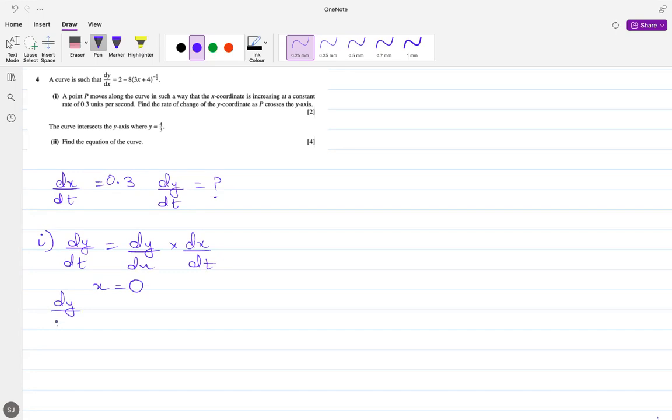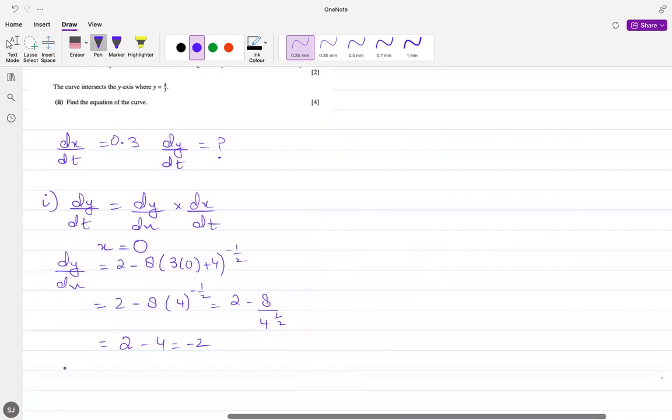So dy/dx will be equal to 2 minus 8 times (3 into 0 plus 4) to the power negative half. So this will become 2 minus 8 times 4 to the power minus half. So writing it as 2 minus 8 upon 4 to the power half. Square root of 4 is 2. So 8 upon 2 will be 4. So dy/dx will be 2 minus 4, which is equal to minus 2.